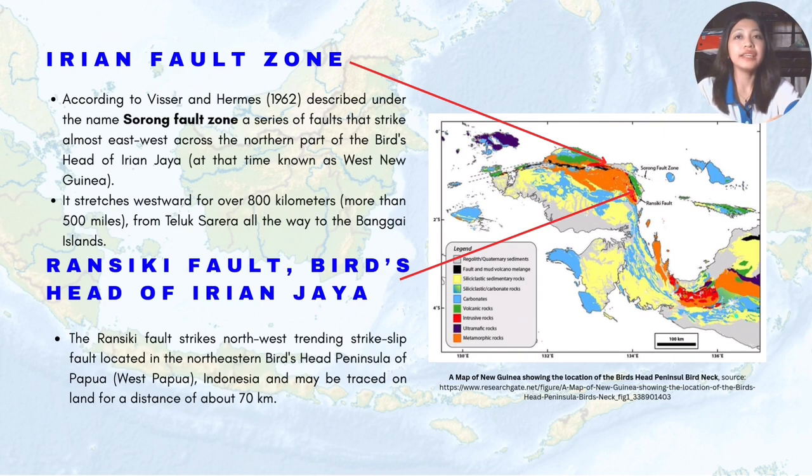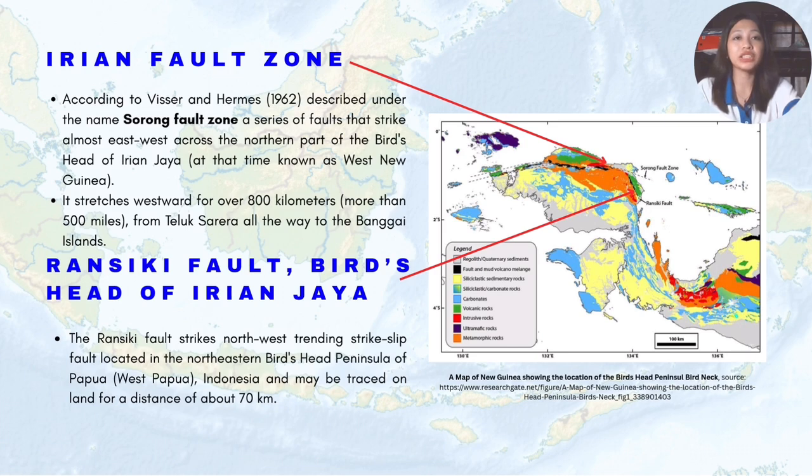Lastly, we have here the Irian Fault Zone and the Ransiki Fault in the Bird's Head of Irian Jaya. But first, let's discuss the Irian Fault Zone. According to Weiser and Herm 1962, the Irian Fault Zone is described under the name Sorong Fault Zone, and it marks the boundary between the Halmahera Plate and the Bird's Head Plate.